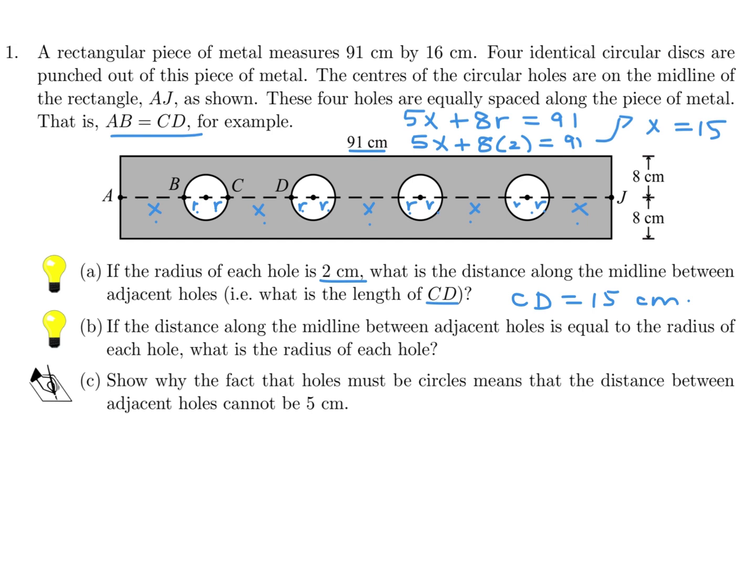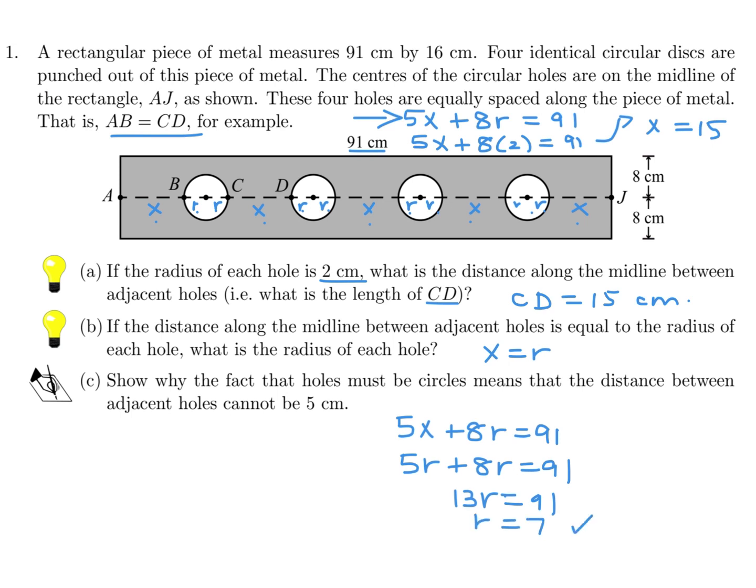B, if the distance along the midline between each adjacent hole is equal to the radius of each hole, what is the radius of each hole? Okay, so basically what this means is that X is equal to R, according to my labeling. Go back to the original equation: 5x plus 8r is 91. X is equal to R, so I just substitute that in. So 5r plus 8r is equal to 91. So 13r is 91, and therefore R is equal to 7.